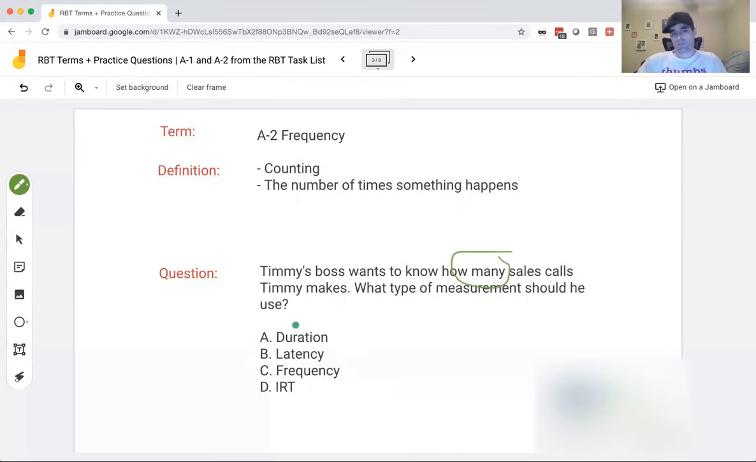Okay, so let's look at A, duration. Is he recording a length of time, right? Is he recording how long the calls are taking? No, he just wants to know how many. So duration's out. B, latency. Is he measuring the time in between two things? No. Remember our trick for latency and IRT? We're looking at the time in between two responses, okay? Here, we're just counting how many times a response happens, right? So latency's out, IRT's out. That leaves us with frequency. How many times does he make a sales call? That is our frequency.